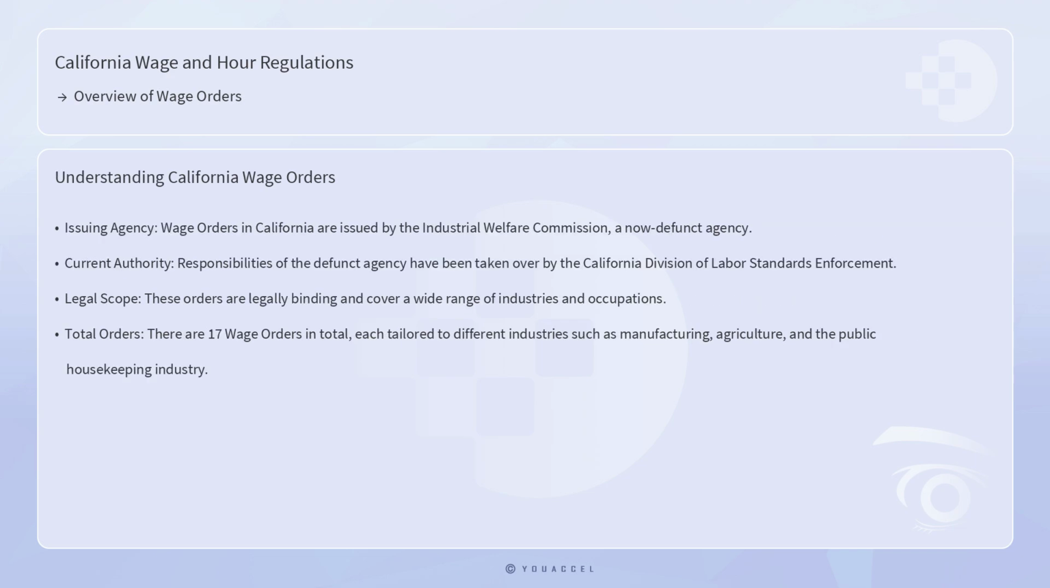Wage orders in California are issued by the Industrial Welfare Commission, a now-defunct agency whose responsibilities have been taken over by the California Division of Labor Standards Enforcement. These orders are legally binding and cover a wide range of industries and occupations, ensuring that employees receive fair wages and work under acceptable conditions. There are 17 wage orders in total, each designated by a specific number and tailored to different industries such as manufacturing, agriculture, and the public housekeeping industry.